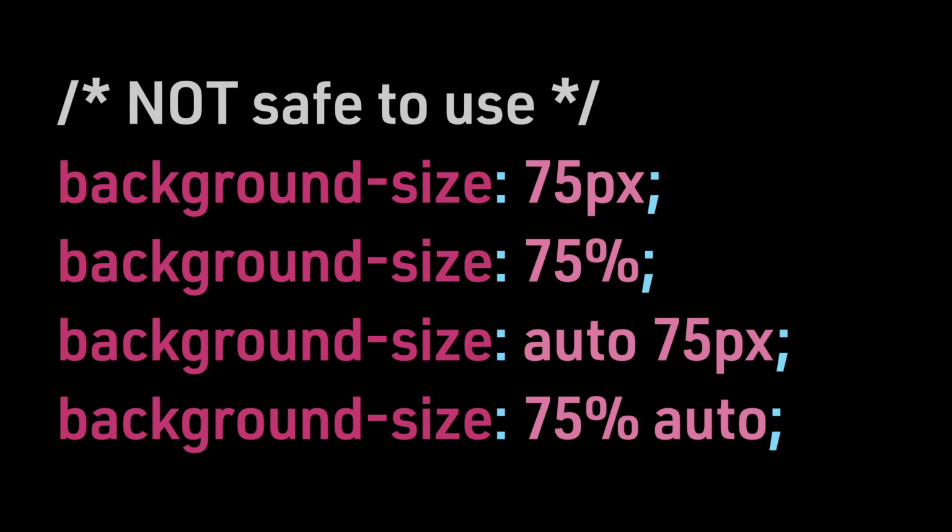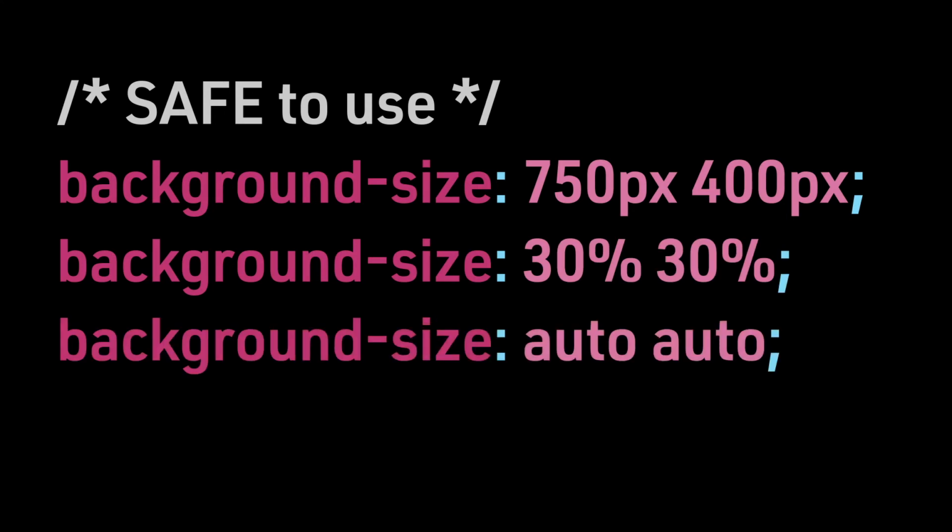Background-size: 75%, background-size: auto and 75 pixels, background-size: 75% and auto. In the first two examples, we are specifying only the width and not the height. And in the second two examples, we are using auto as a single component.